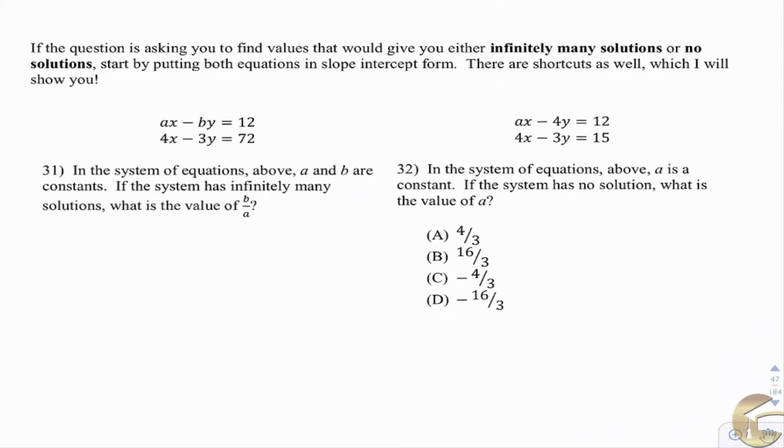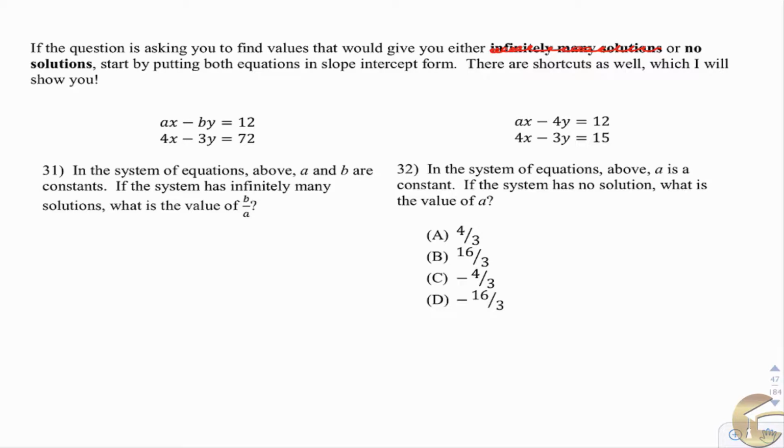All right, so next up, before we start our special cases here of infinitely many solutions or no solution systems of equations, I just want to clarify something on this. So if the question is asking to find values that would give you either infinitely many solutions or no solutions, we want to put them in slope-intercept form. I want to more focus that on the situation where you have no solutions. If you have no solutions, yeah, go ahead and put those in slope-intercept form. Otherwise, you'll see how I'll handle the infinitely many solutions.